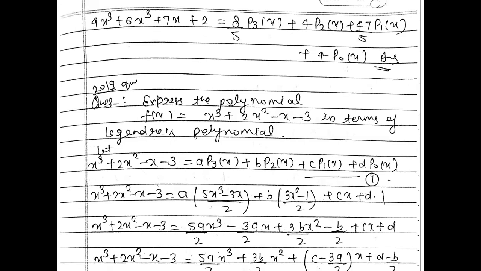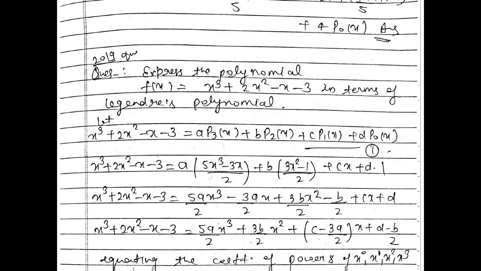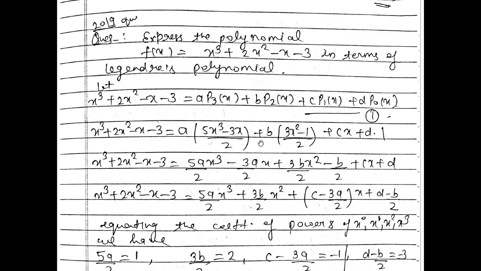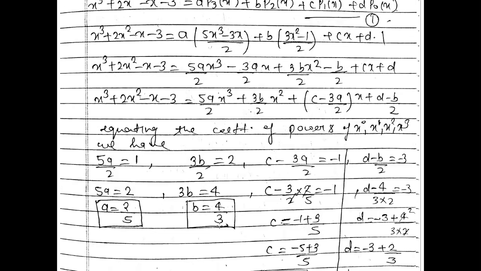There is another example here, and it came in your 2019 exam. Express this polynomial in terms of Legendre polynomials. We will follow the same steps. Your expression order is 3 here, so a P3x plus b P2x plus c P1x plus d P0x, where P0, P1, P2, P3 are the Legendre polynomials. So just write the values of all these expressions here and compare each and every power: x cube, x square, x and x to the power 0.